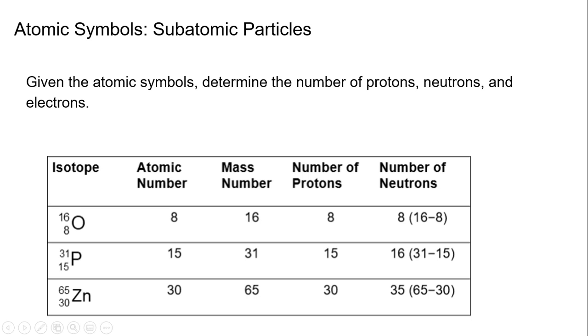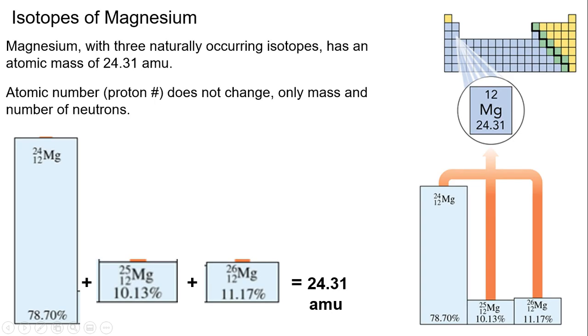Same here. With phosphorus, we have 15 as the atomic number, so that's the number of protons. And the mass number is 31, so we subtract the number of protons from the mass number, and that's going to give us the number of neutrons. Here it's 16. And zinc, we have an atomic number of 30, a mass number of 65, and the number of protons is 30. We subtract, and it's going to give us neutrons of 35.